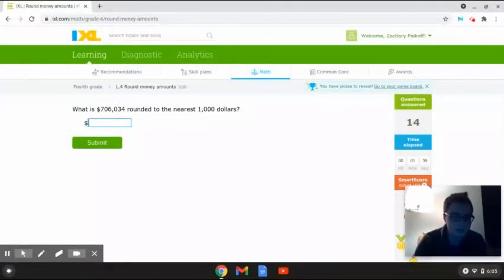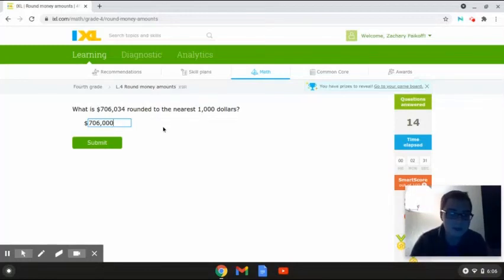Alrighty, so this last problem reads, what is $706,034 rounded to the nearest $1,000? Okay, so in this problem we are given $706,034, and if we look, the number 6 will be the key digit, so that will be the number that we're going to be rounding to. And if we look to the right of the number 6, we have the number 0, and the number 0 is less than 5, so that tells me that this number is going to round down. And it will become 706,000.